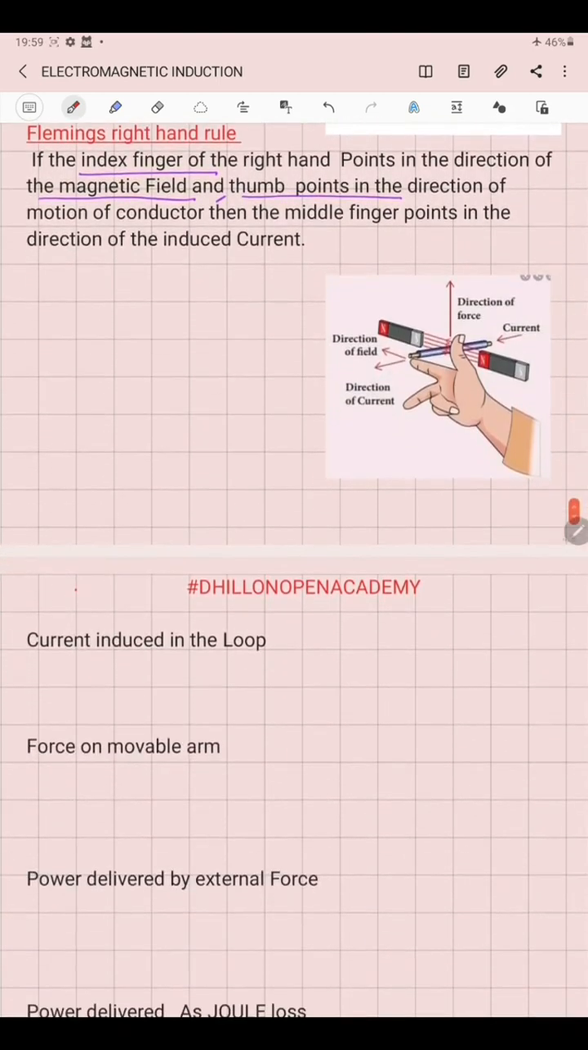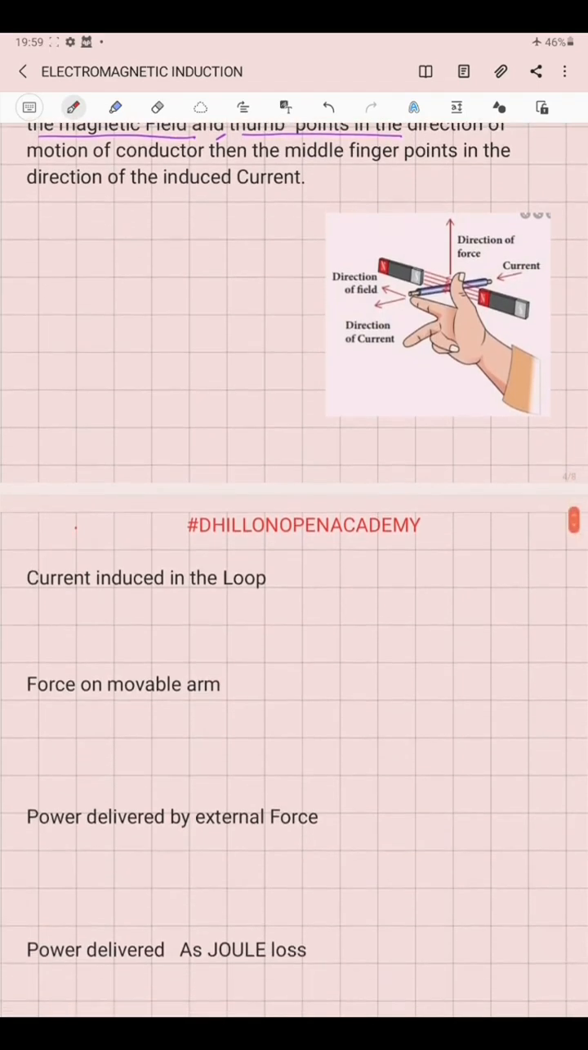Moreover, we can also find the various factors with a little calculation. First factor is the current in the loop. The current in the loop can easily be found using the relation I is equal to E over R. If R is the resistance, then the current flowing in the circuit will be BLV divided by R.